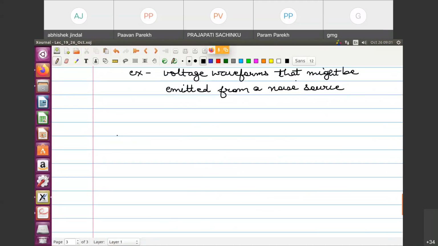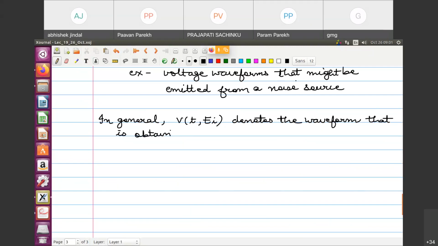So in general, now we will go for the definition of how you define a random process. In general, v of t comma ei denotes the waveform that is obtained when the event ei of the sample space occurs. Okay.